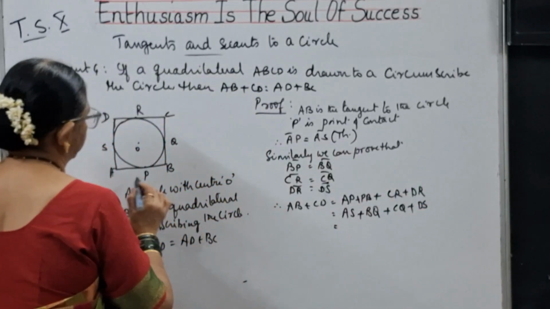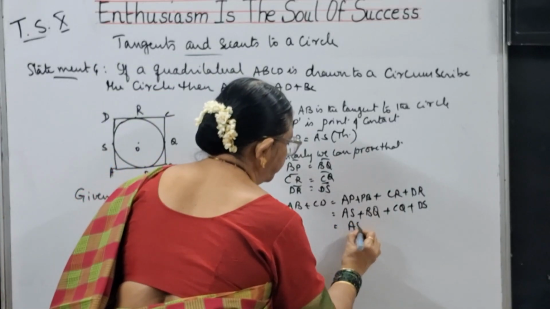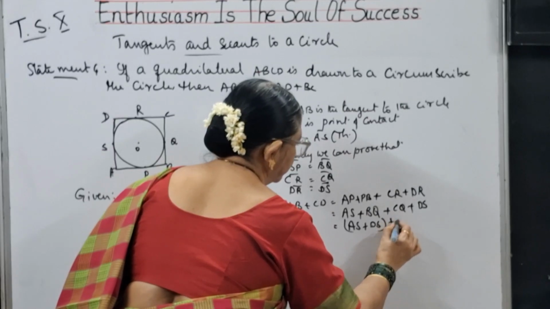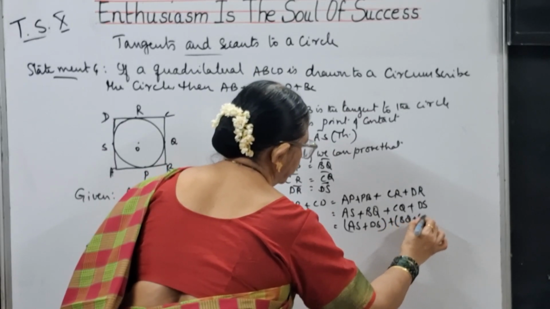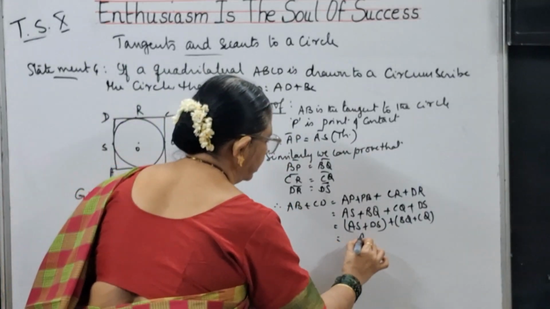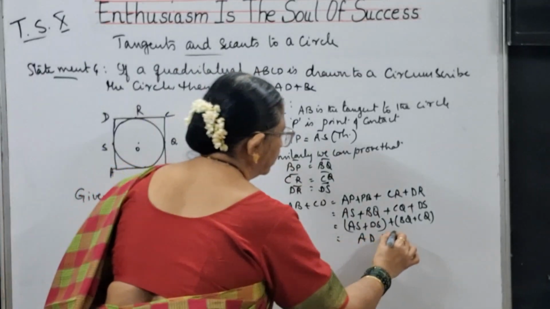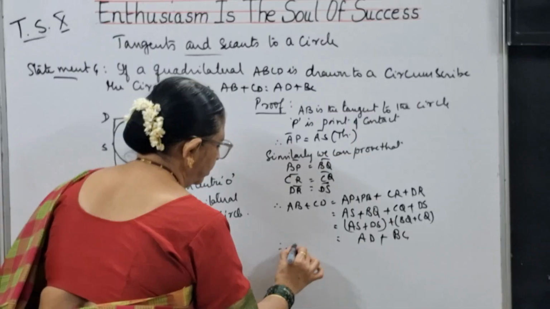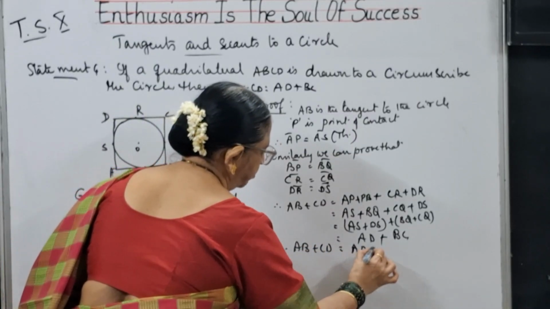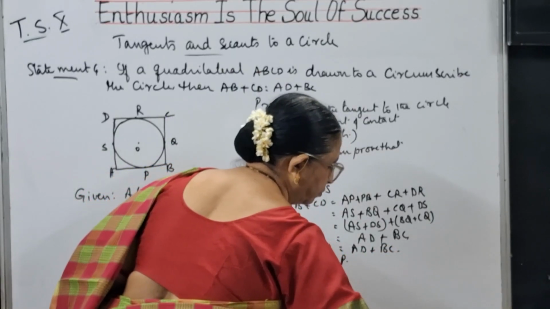So AS plus DS. Let me regroup it. AS plus DS as one group, plus BQ plus CQ. I have grouped it. What is AS plus DS? It is nothing but AD. BQ plus CQ is nothing but BC. Therefore, AB plus CD is equal to AD plus BC. Hence proved. This is the proof of this.